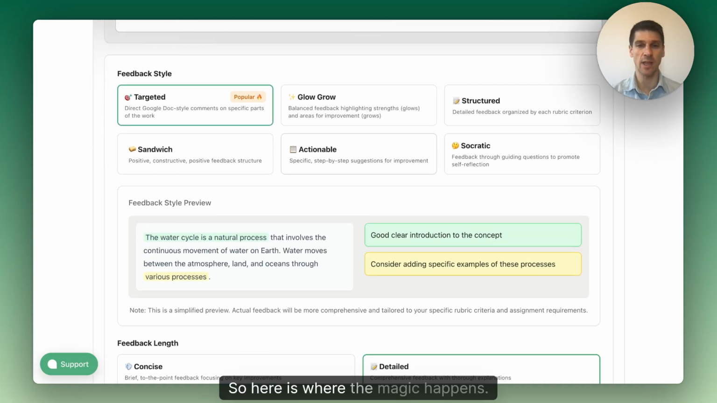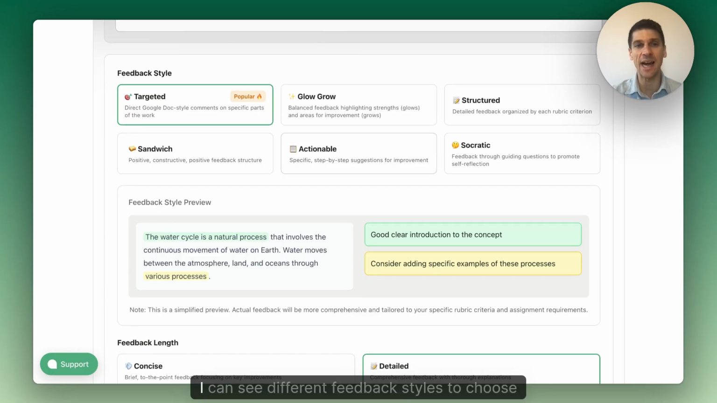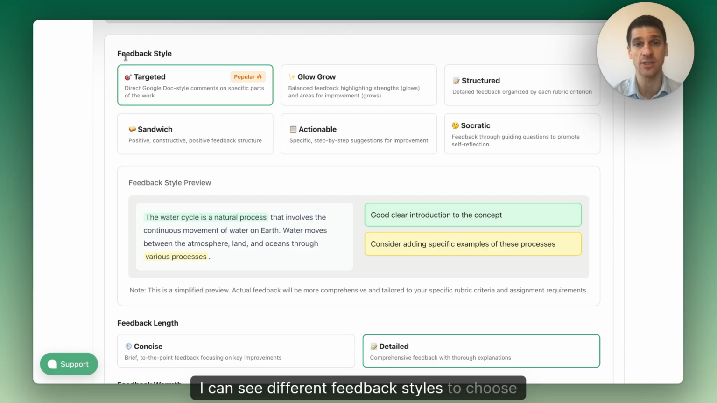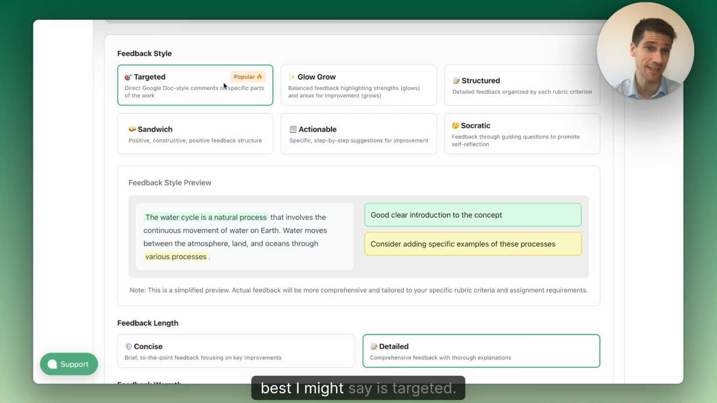So here is where the magic happens. After I've set up an assignment and created the rubric, which you can learn more about in other videos, which we'll try to connect you with, I can see different feedback styles to choose from. There's 6 here at the top and some smaller edits at the bottom that I'll explain in just a moment. So the feedback style that we love the best, I might say, is targeted.